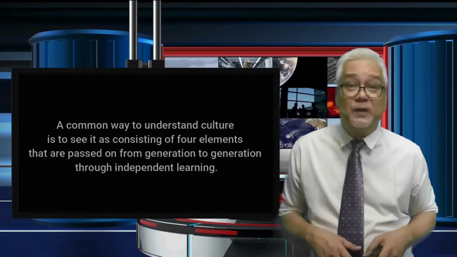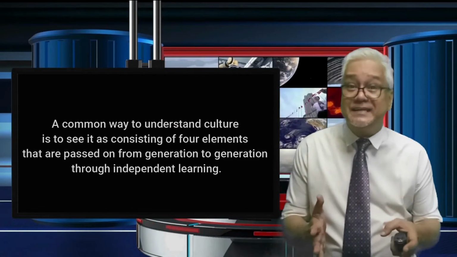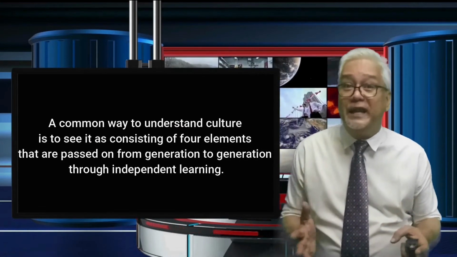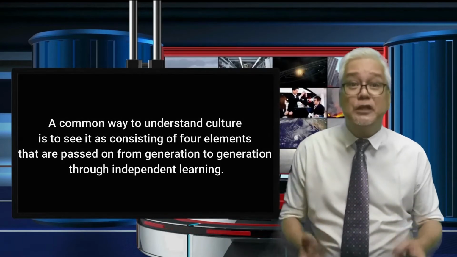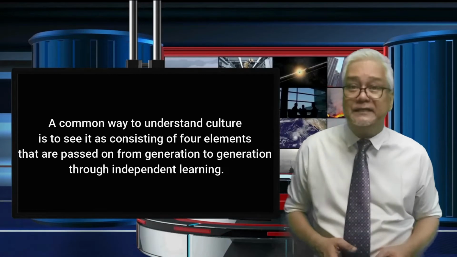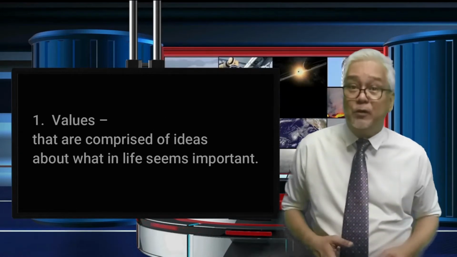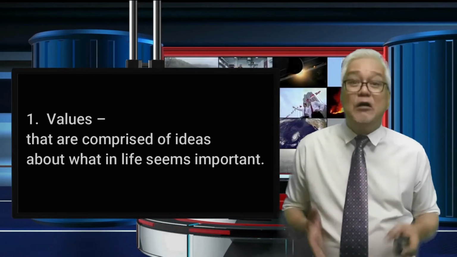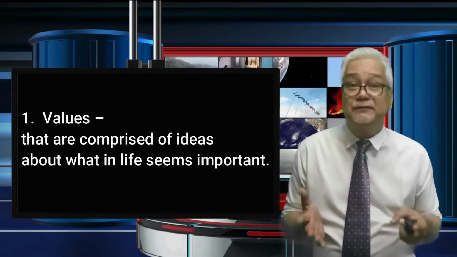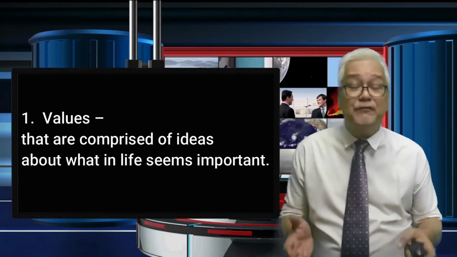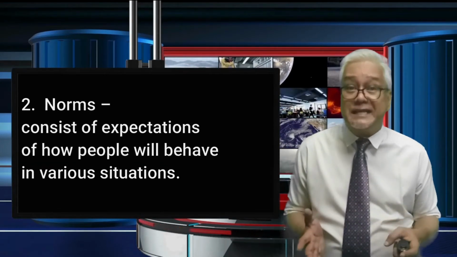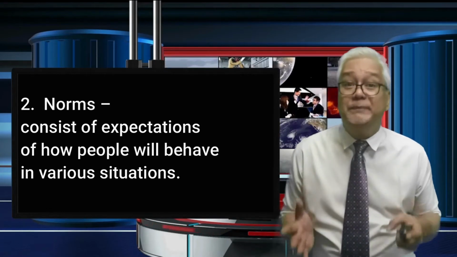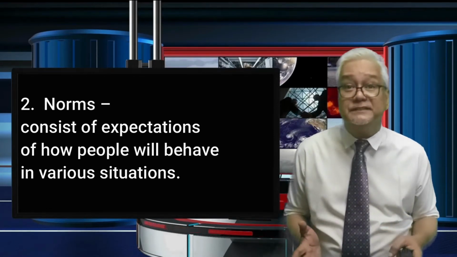A common way to understand culture is to see it as consisting of four elements that are passed on from generation to generation through independent learning. They are, number one, values. Values are comprised of ideas about what in life seems important. Number two, norms. Norms consist of expectations of how people will behave in various situations.